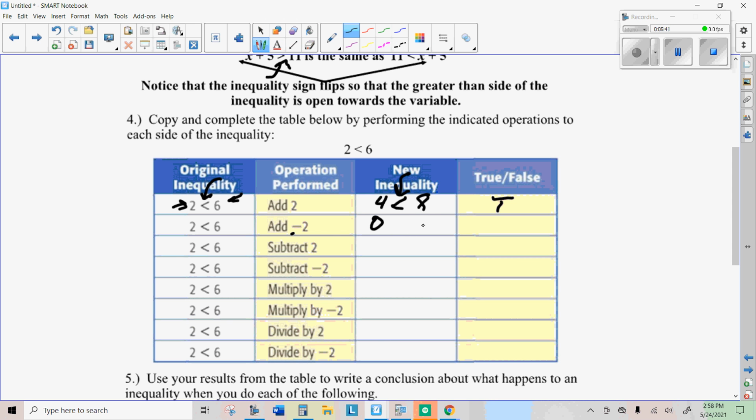And if you do 6 plus -2, you get 4, and 0 is still less than 4. So that would be a true one. All right, go ahead and do the rest of them.